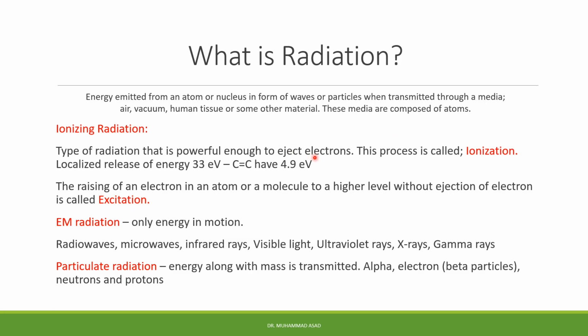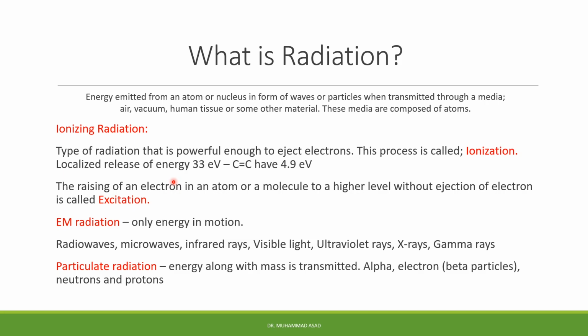So what is ionizing radiation? Ionizing radiation is a type of radiation that is powerful enough to eject electrons when it passes through a medium, and this process of ejecting electron is called ionization. And if there is raising of an electron in an atom or a molecule to a higher energy level without ejection of electron, that process is called excitation.